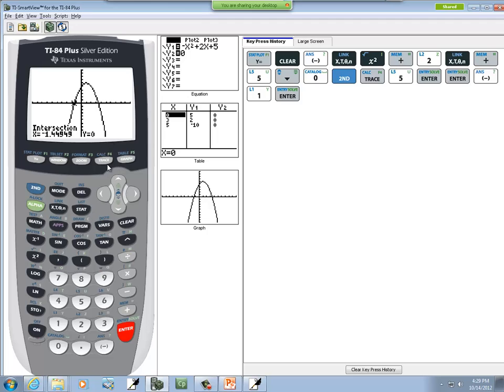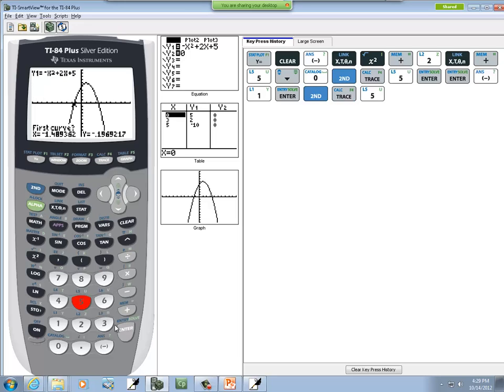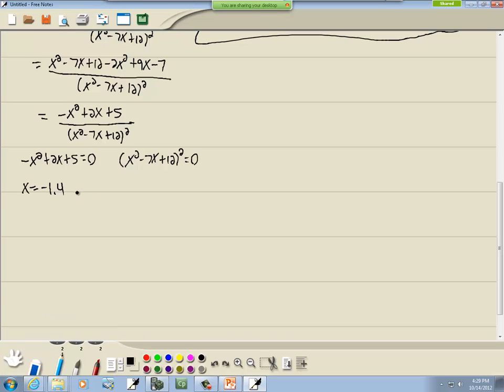And then our other one, let's find it. So we'll go through our process again. I'll do second trace, choose intersect, enter, and I'll put in 3, and we get 3.4. Again, I'm happy with the decimal, the 1 decimal place.